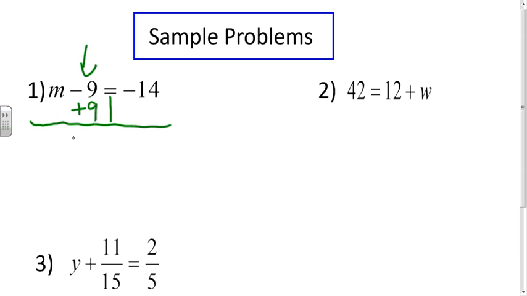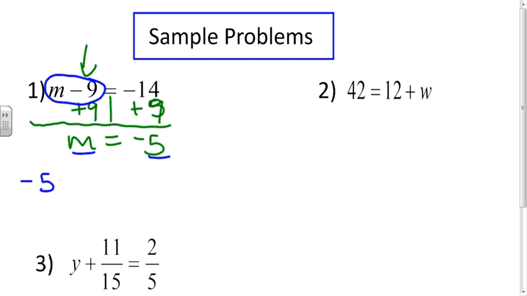So on the left side of this equation, I just have m left because m minus 9 plus 9 just equals m. But whatever I do to one side, I must do to the other. So I also want to add 9 to the right side. Negative 14 plus 9 is negative 5. I can check this by substituting this negative 5 in for m in our original equation. So negative 5 minus 9, that is equal to negative 14. So it checks out.